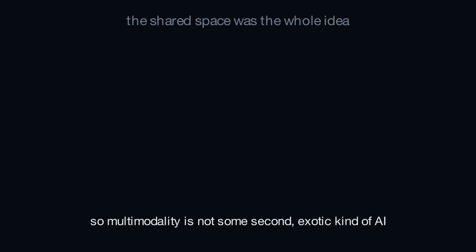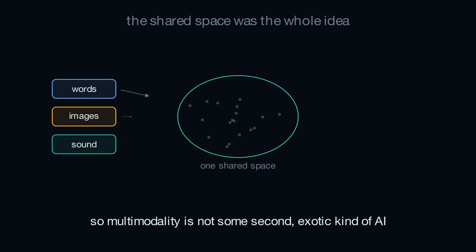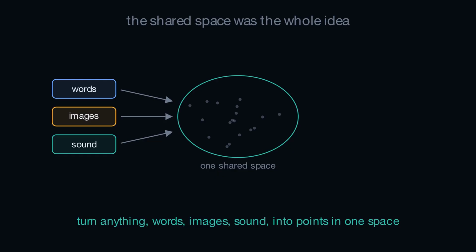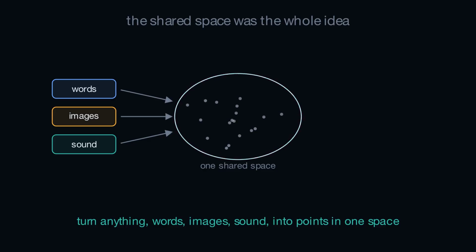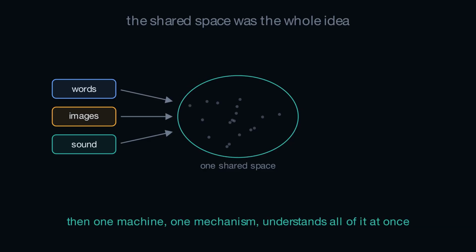So multimodality is not some second, exotic kind of AI. It is the same idea you already hold, taken to its logical conclusion. If you can turn anything, words, images, sound, into points in one shared space, then a single machine with a single mechanism can understand all of it at once. The senses were never the hard part. The shared space was the whole idea.